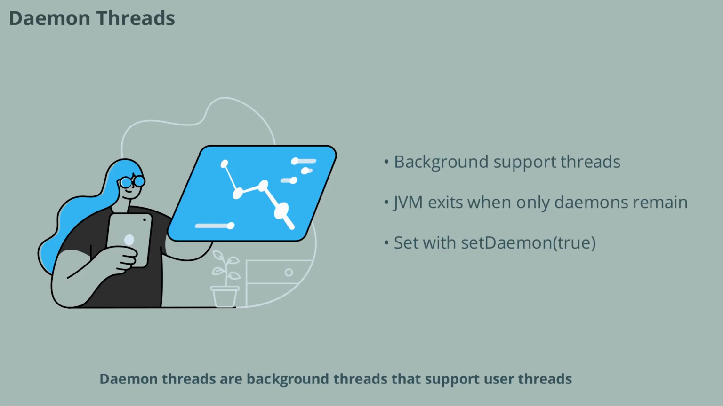Daemon threads are background threads that support user threads. When all user threads finish, the JVM exits, terminating any remaining daemon threads. Common examples include garbage collection threads. You can mark a thread as daemon by calling setDaemon(true) before starting it. Daemon threads are useful for background tasks that shouldn't prevent your application from shutting down.